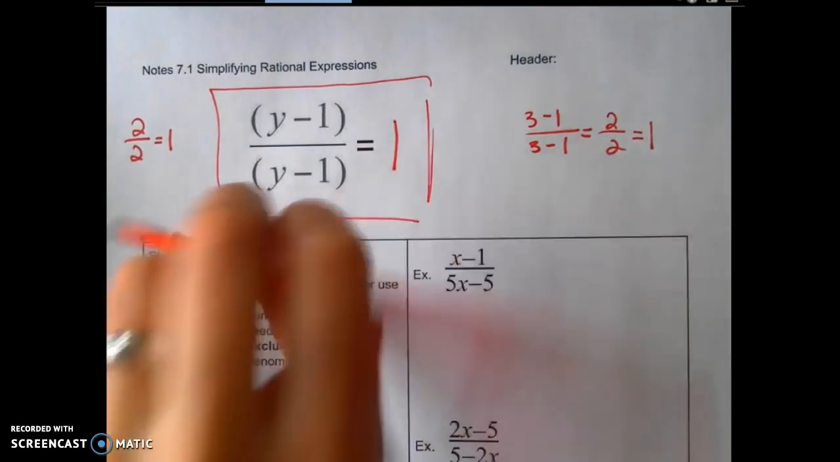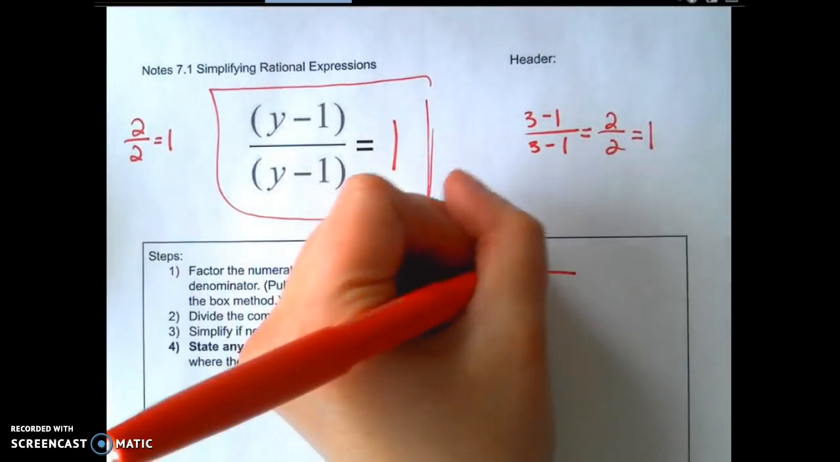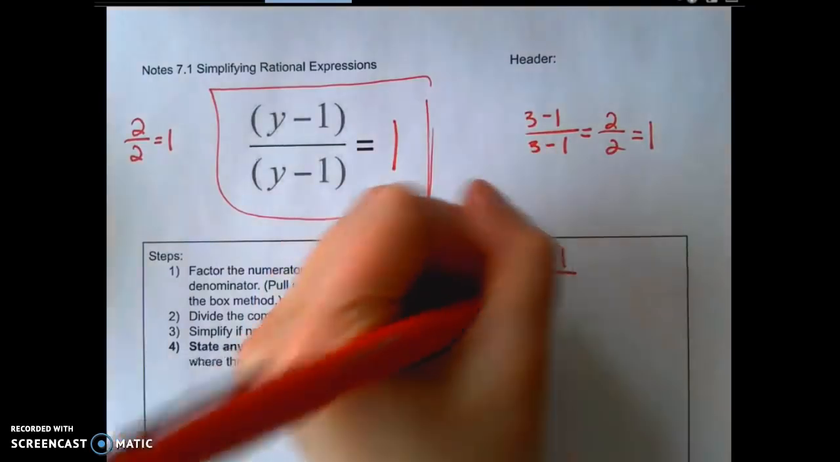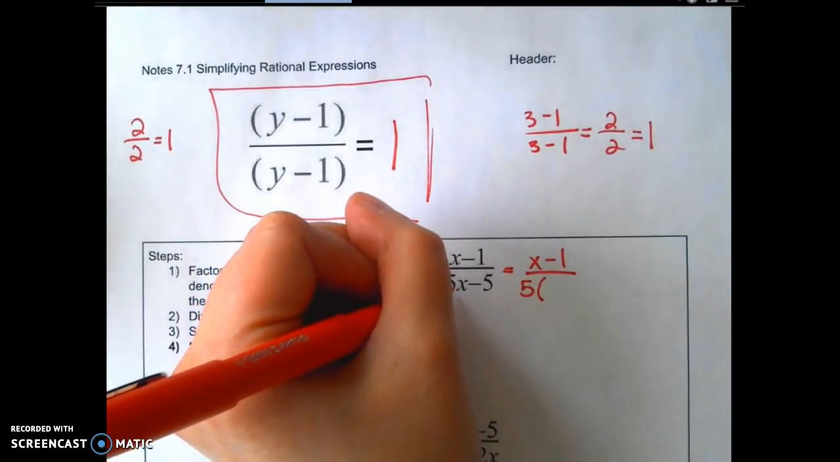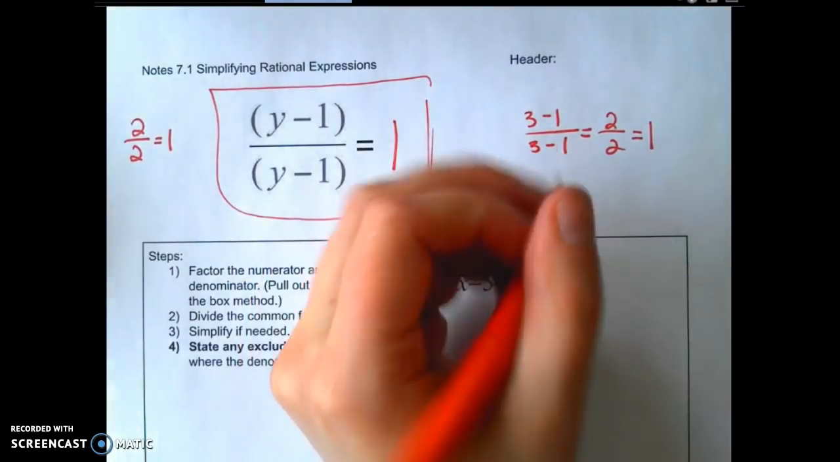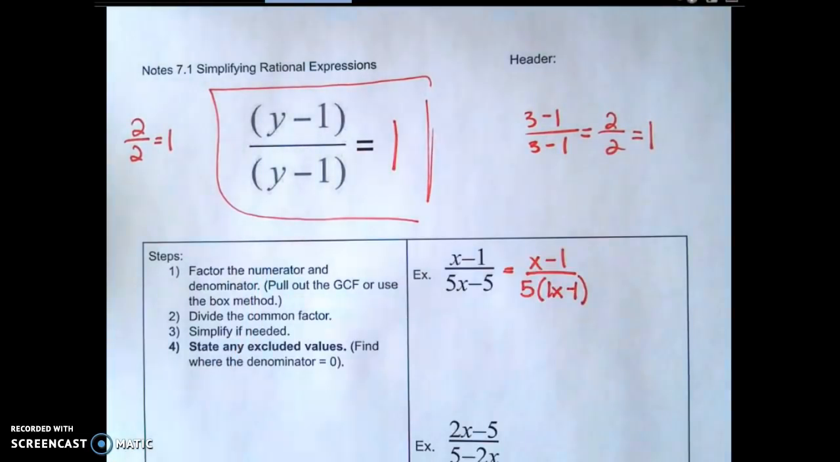So I'm going to go ahead and sort of pull out a 5. And what I mean by that is I'm going to sort of divide 5 out front. And then what did I multiply 5 by to get 5x? Well, I multiplied by 1x. And what did I multiply 5 by to get negative 5? I got negative 1. Okay?